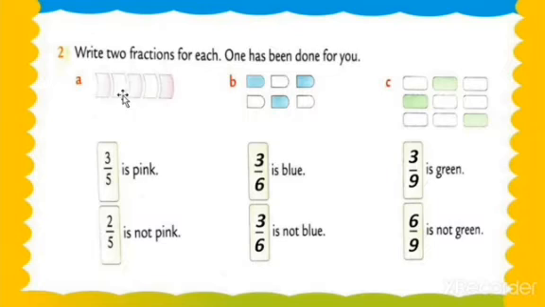Circle type blocks. 1, 2, 3, 4 and 5. There are a total of 5 blocks. So what are we writing in the denominators? In the denominators we are writing 5. See this, both denominators are 5. And how many blocks are shaded by pink color? See this, 3 are shaded by pink color. 1 has been done for us. Okay, 1 has been done for us, my dear students.